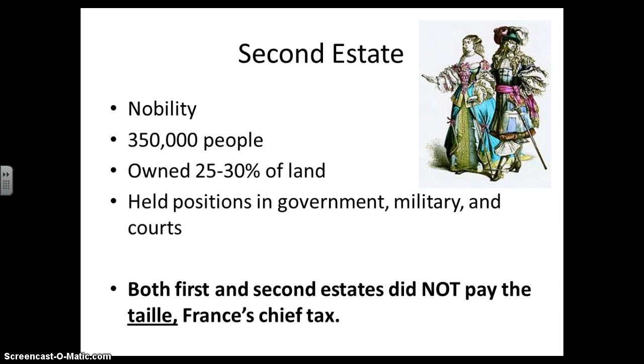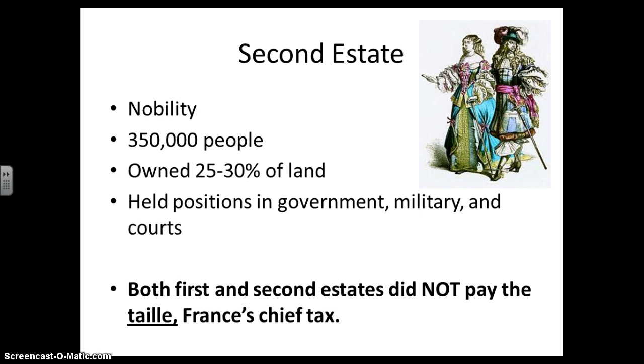The second estate was the nobility, and this is about twice the size of the first estate, and they own, once again, a huge chunk of land. 25 to 30% of the land in France is owned by the nobility. These are people that are born into this position. They're aristocratic. They have special privileges and titles, the dukes and the duchesses. A lot of the privileges that they have are from birth. It's not merit-based. They didn't do something spectacular to earn this position. They got it because their dad was a noble, and their grandfather was a noble, and their great-grandfather was a noble.